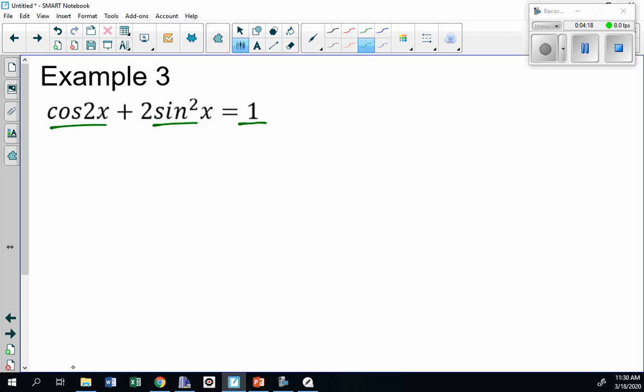If I look at cosine, my double angle identities, you should actually find one that has a sine squared in it. And it actually happens to have a 1 minus 2 sine x squared.